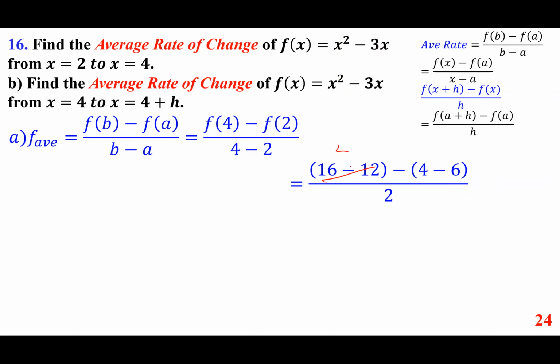This is 4 minus, this is negative 2. So the numerator is positive 6, because it's 4 plus 2. Positive 6 divided by 2 makes it 3.